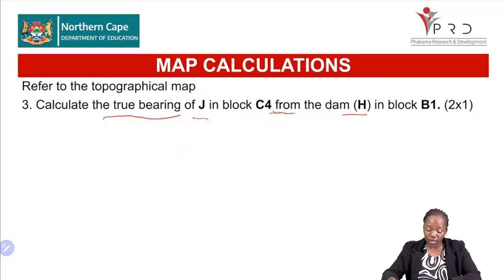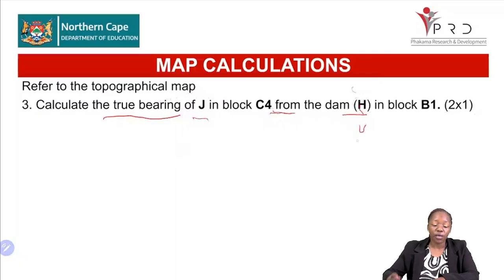So if we are looking there at H, we have in block B1, as you can see there is a dam that is pointed by H. So by now, you're supposed to know that H will become your true north line. And you do not draw your true north line inside the H, but where the arrow is pointing.